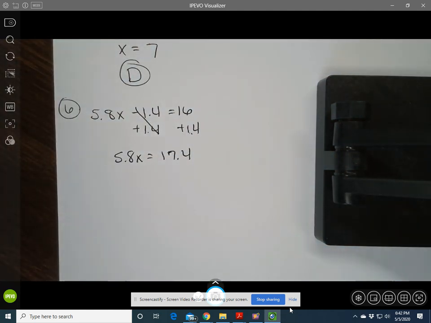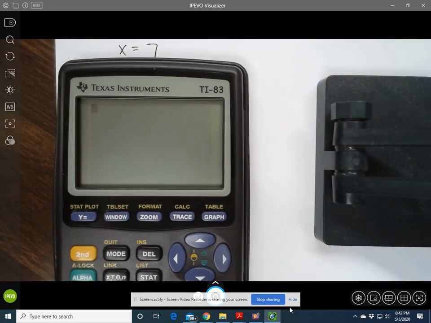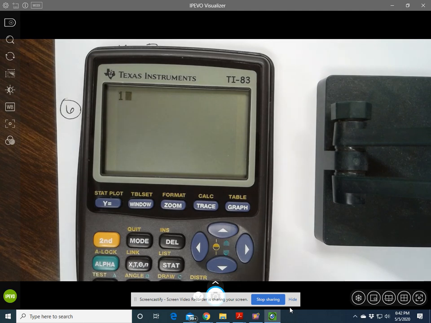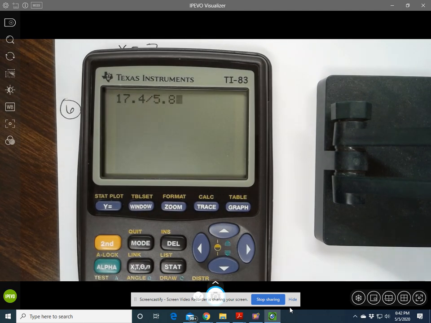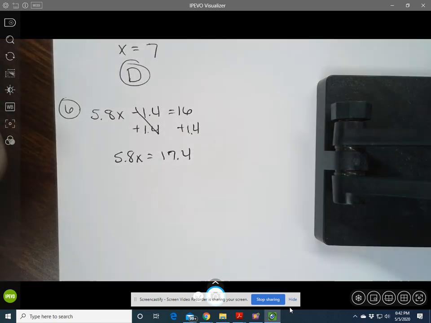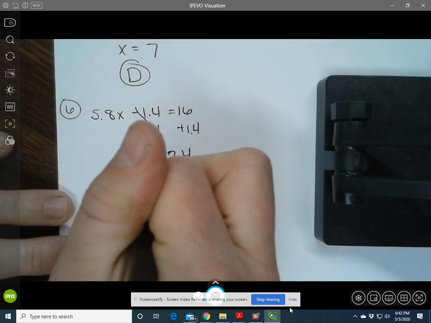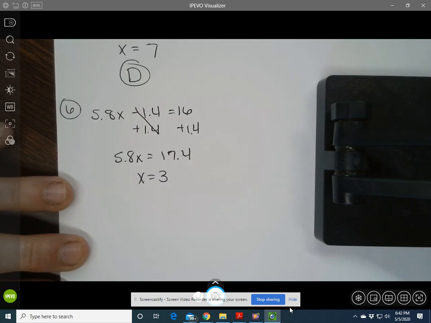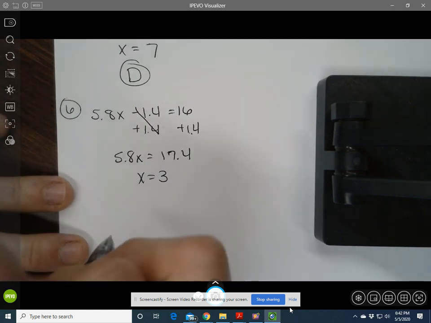And I don't offhand know what that is. So I'm going to take my calculator, nothing major, and say 17.4 divided by 5.8, and it is 3. So x equals 3, and that answer is A.